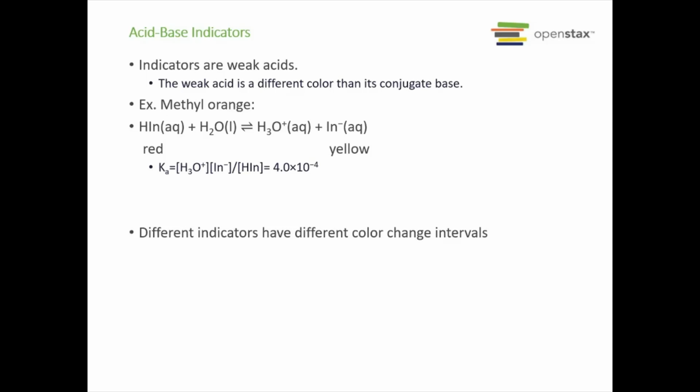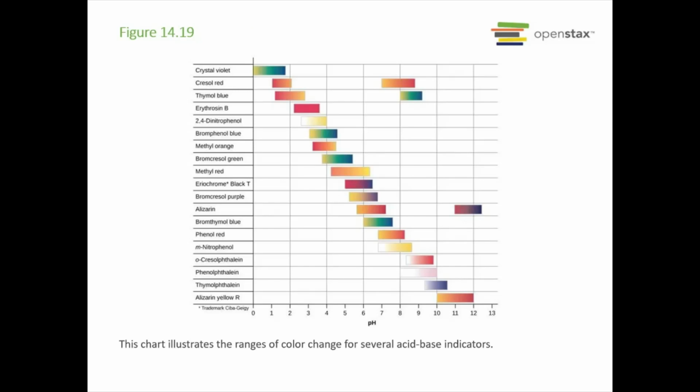So again, different indicators have different color change intervals. Here's a nice chart showing you different color change intervals with different indicators. Sometimes you might be in the lab and you're doing this reaction, you have to choose the correct indicator. And it's very important that you choose the right one. There are some indicators that have two different color ranges, so they can be used for two different pH areas. But there are others that have very specific ones. Phenolphthalein tends to be very commonly used for some acid-base reactions.